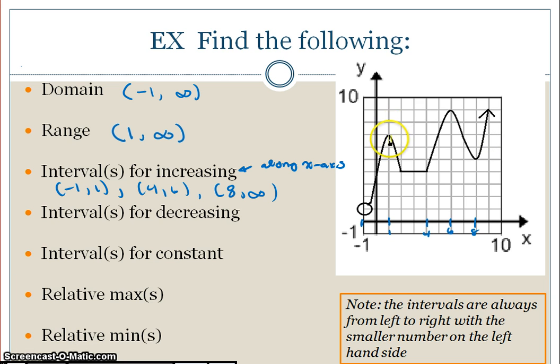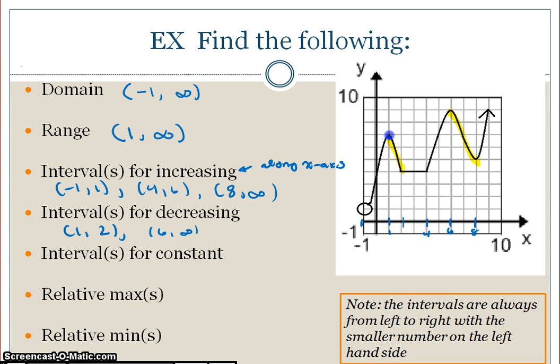Okay, intervals where it is decreasing, so to highlight those, it's where it has roughly a negative slope, so it's decreasing here and here. So we can write those intervals, and again, it's the intervals along the x-axis, so between 1 and 2, it's decreasing, so from 1 to 2, and then again from 6 to 8, it is decreasing.